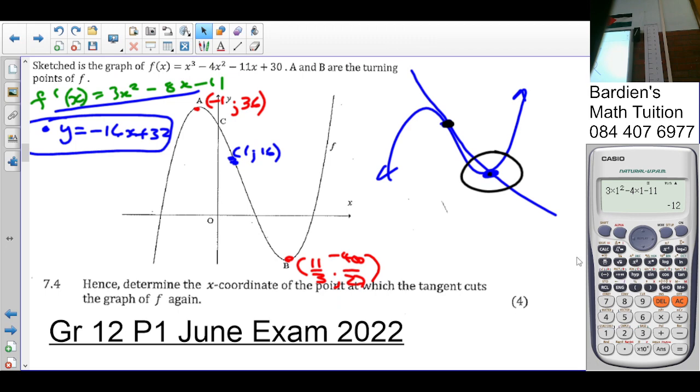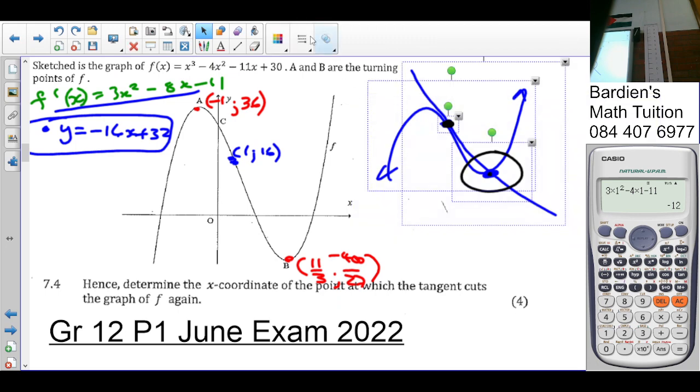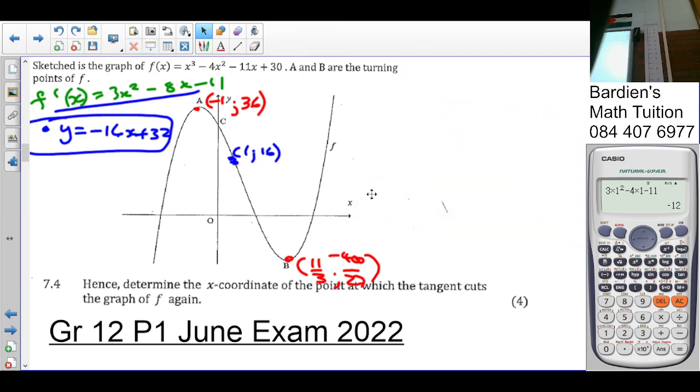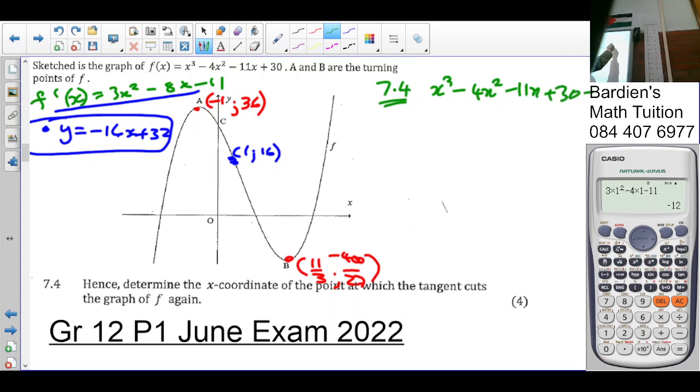So how do we work out points of intersection? We basically set the two graphs equal to each other. We set the two graphs equal to each other for the points of intersection. So the equation of f of x is x cubed minus 4x squared minus 11x plus 30, and is equal to the equation of the tangent, which is negative 16x plus 32. Alright. Now that's probably behind the camera on that side. So I'll work more on the side here.